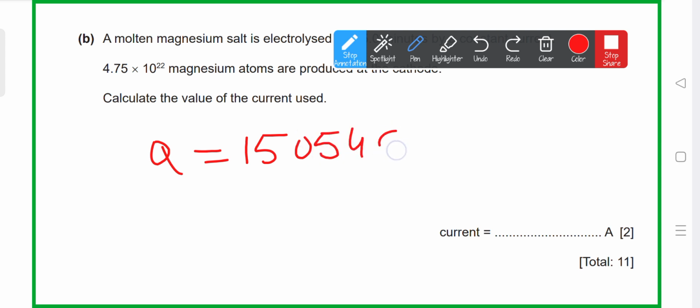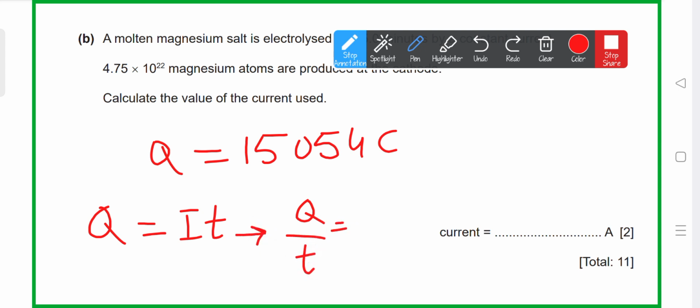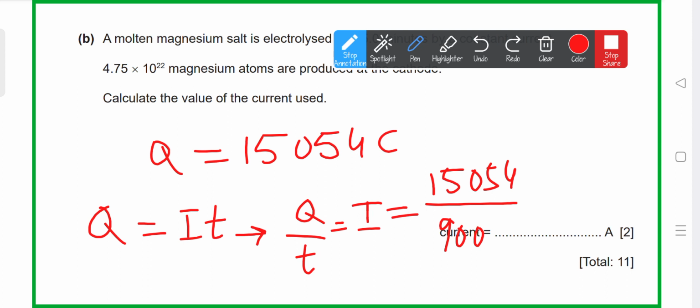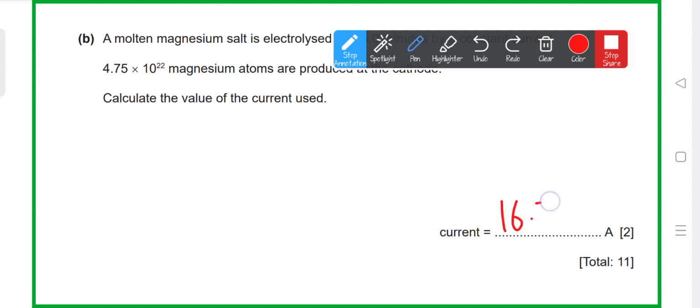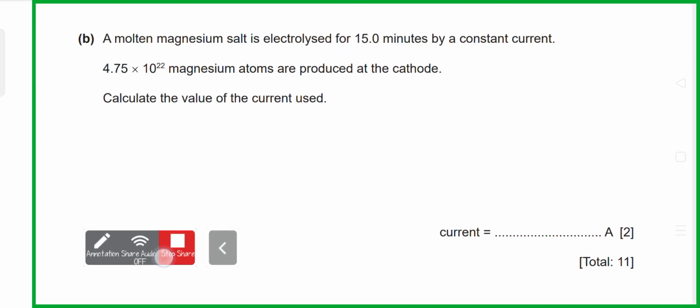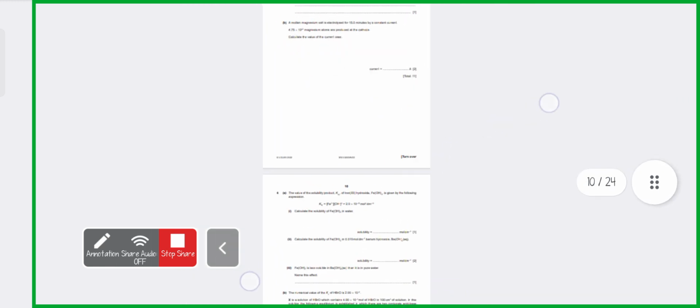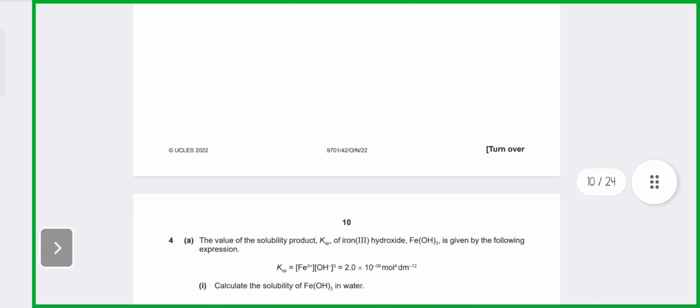The overall value that we are getting for this Q is 15,054 coulombs. To find out the current, the equation is Q is equal to IT, so Q divided by T will give us I. The charge is 15,054, and the time that we have already measured was 900 seconds. So the answer is I equals 16.72. That's our answer, and this is how you can calculate these types of questions. So that was all for question number 3.